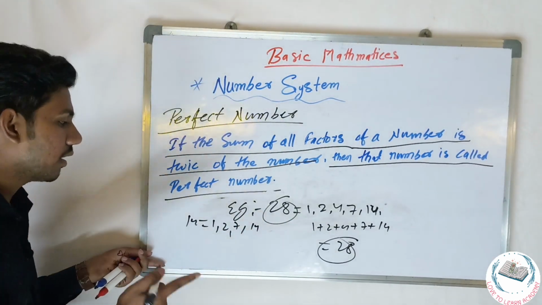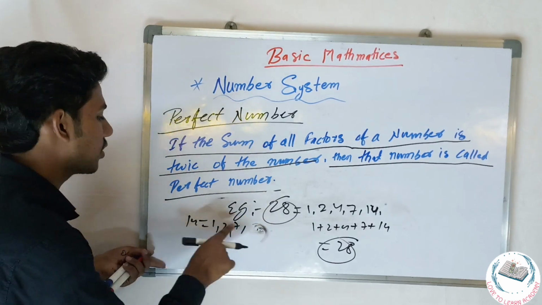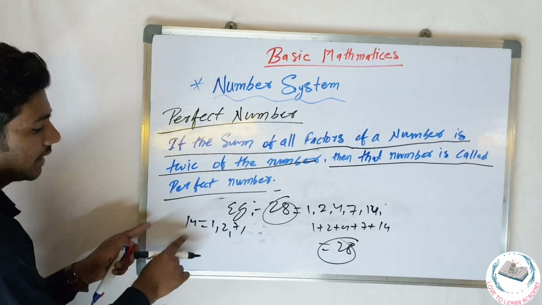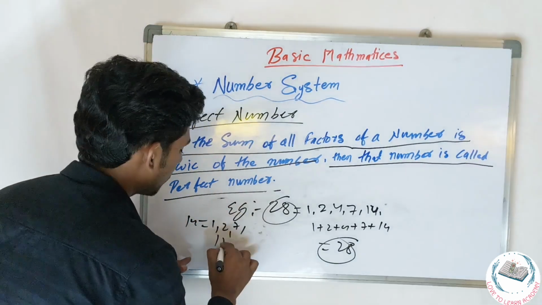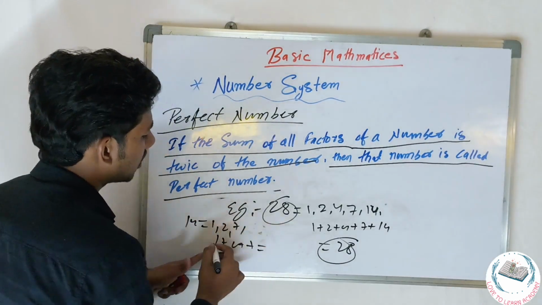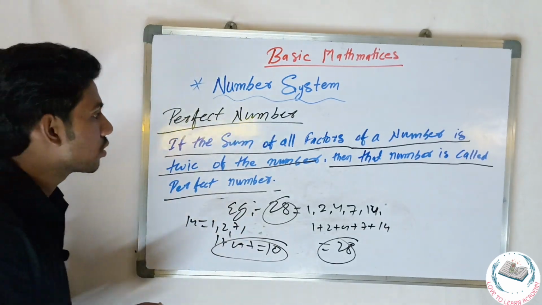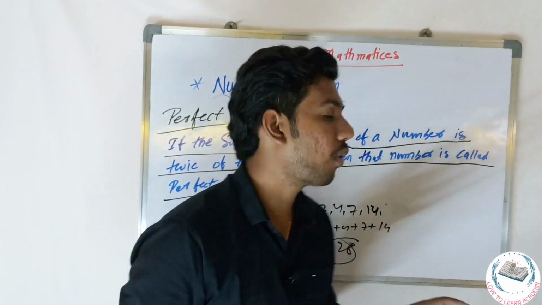Okay, you can count 14, and 14 we have to, because 14 is already, so we can't. If you add these numbers and you get 14, then it is a perfect number. If you add 1 plus 2 plus 7, you get 10. So it is not a perfect number. Okay, so I hope you understand what a perfect number is.